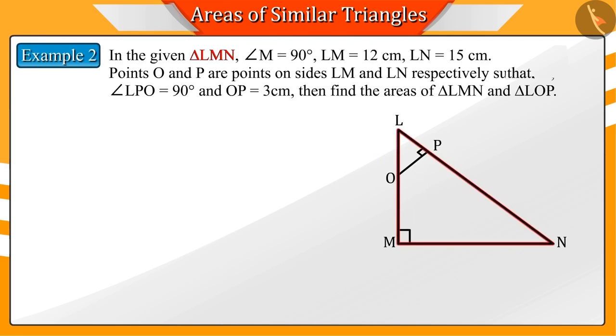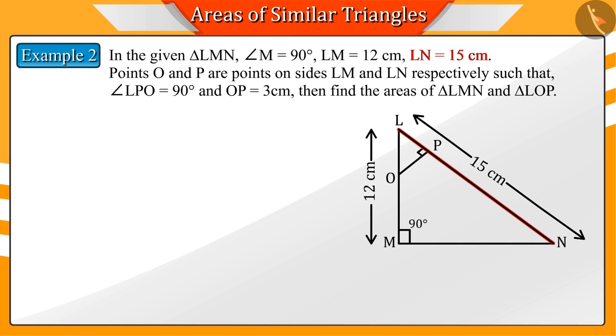In the given triangle LMN, angle M is 90 degrees, LM equals 12 centimeters, and LN equals 15 centimeters. Points O and P are points on LM and LN respectively, such that angle LPO is 90 degrees and OP equals 3 centimeters. So, with the help of the figure, can you find the area of triangle LMN and the area of triangle LOP?